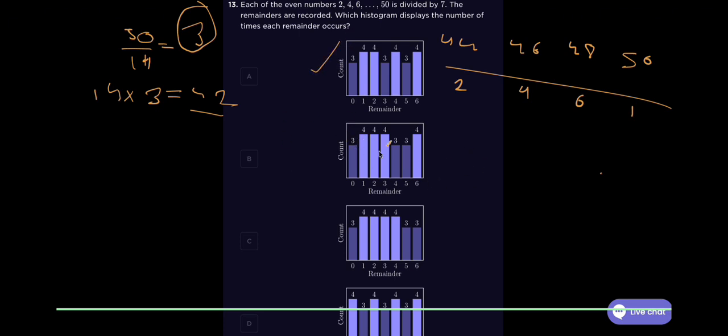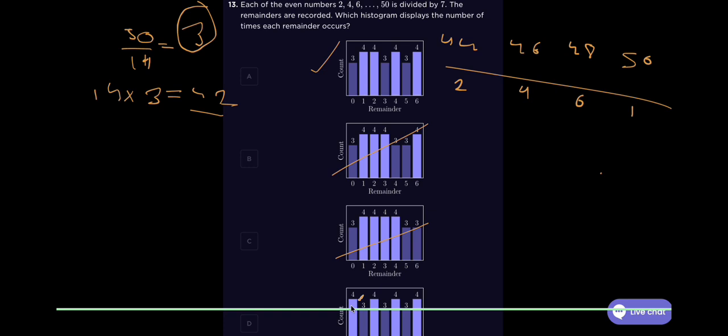Over here, I can see that 3 appears 4 times in answer B, but I do not see 3 over here. That means that 3 must appear only 3 times. It can't be B. Over here again, 3 appears 4 times. It can't be C. And down here, I see that 6 is meant to occur 4 times.